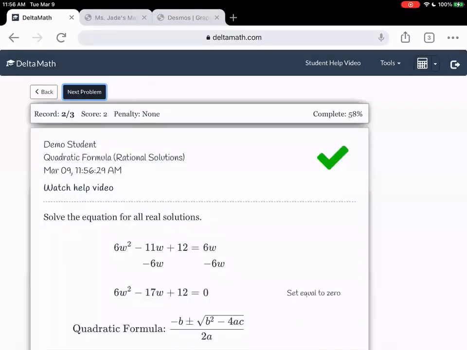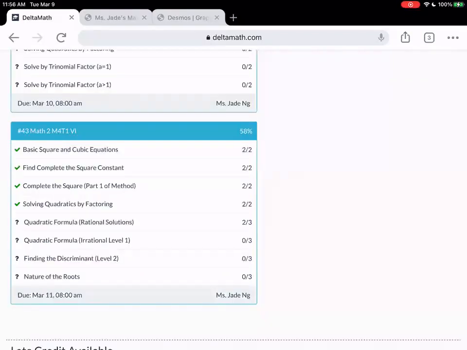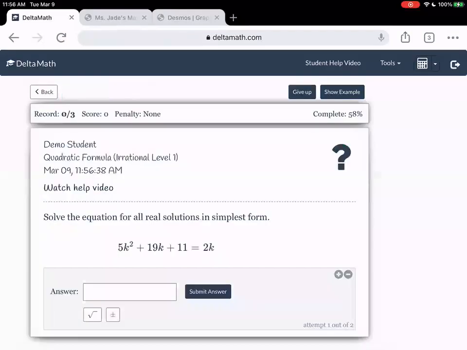Cool. Okay, let's do the next category, but I'm going to record it in the same video just because it's still the quadratic formula. So irrational level 1. Solve the equation for all real solutions in simplest form.